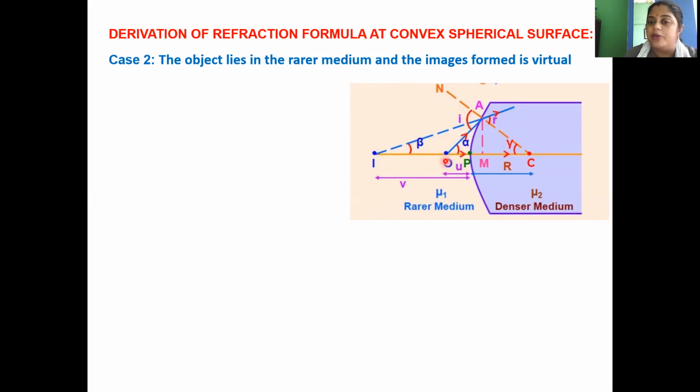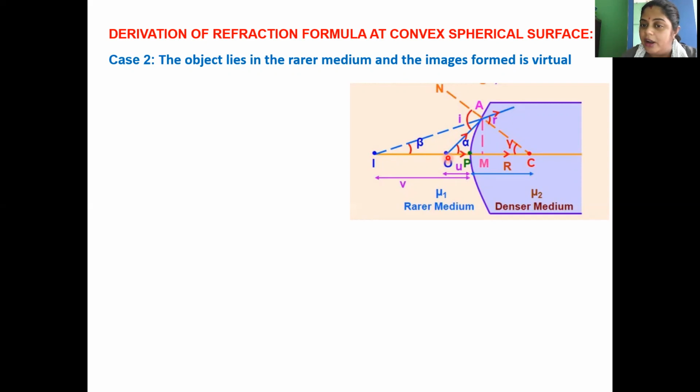Now, two rays of light from O are incident on this refracting surface. The first ray is OA and the second is OP. These two incident rays after refraction appear to diverge from a point on the principal axis, that is I. So what is I? I is the virtual image of O.